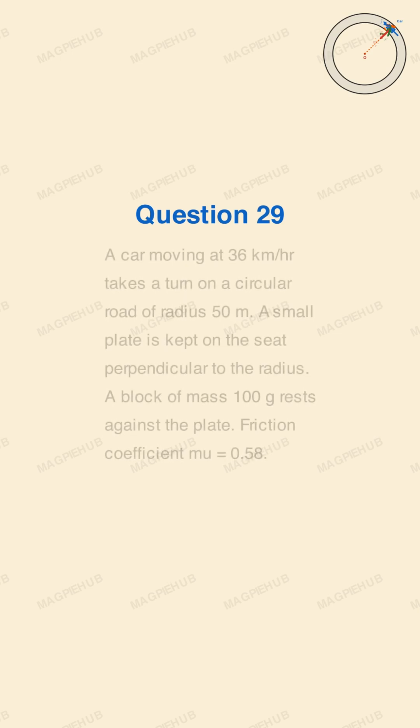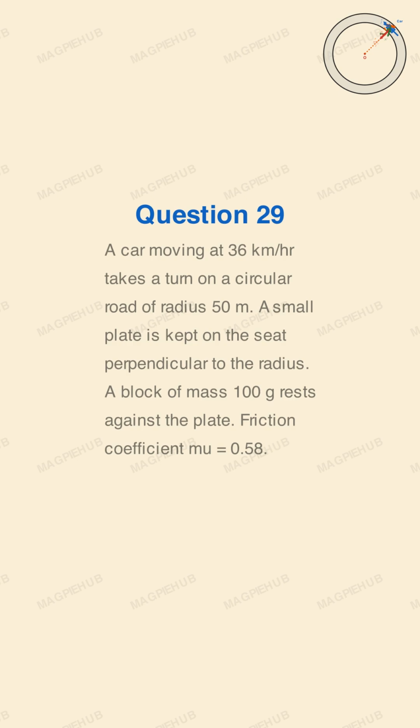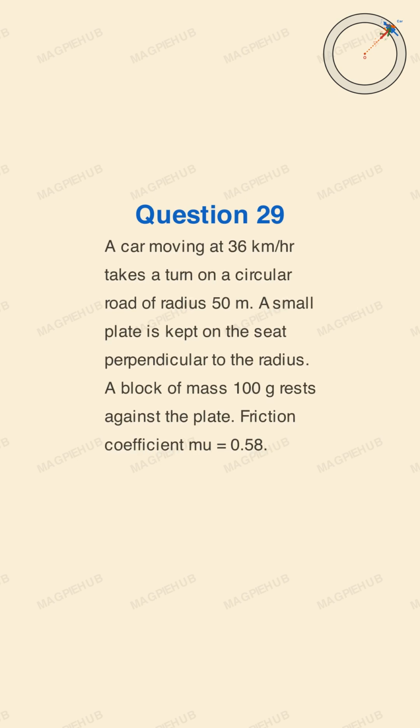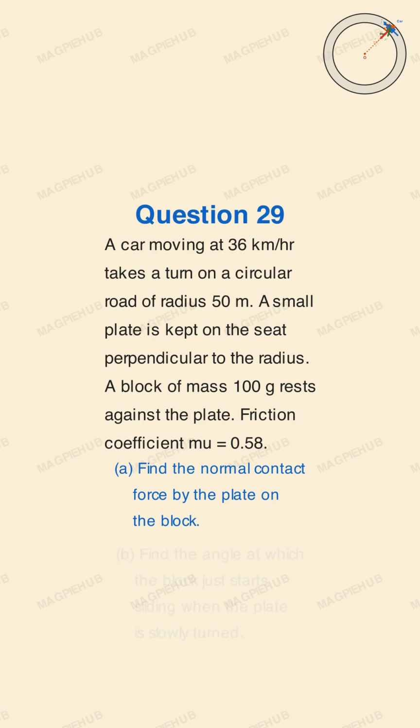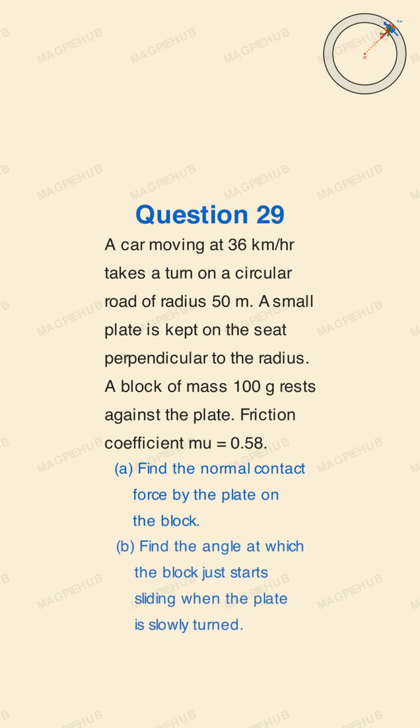The question says, a car moving at 36 km/h is taking a turn on a circular road of radius 50 meters. A small wooden plate is kept on the seat, perpendicular to the radius. A block of mass 100 grams rests against the plate. The friction coefficient μ between the block and plate is 0.58. Part A, find the normal contact force exerted by the plate on the block. Part B, the plate is slowly turned so that the angle between the normal to the plate and the radius slowly increases. Find the angle at which the block will just start sliding on the plate.